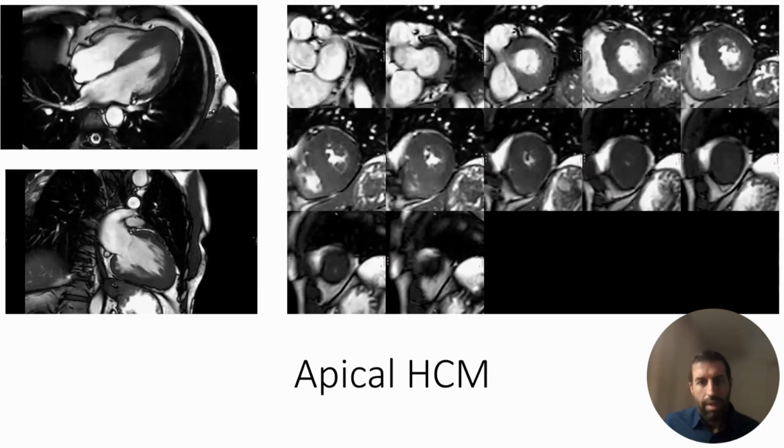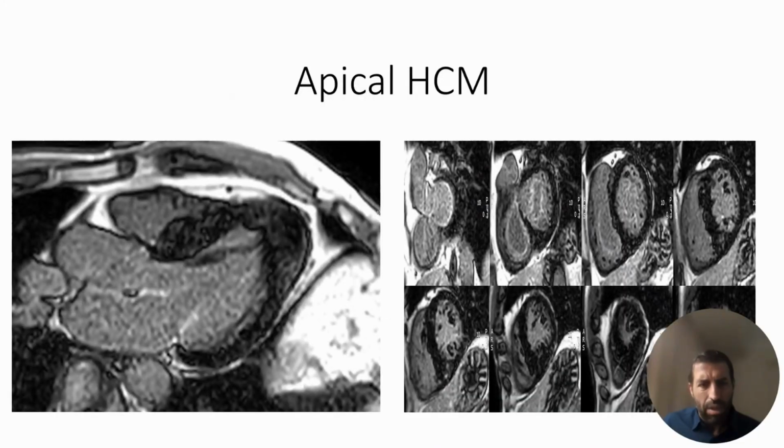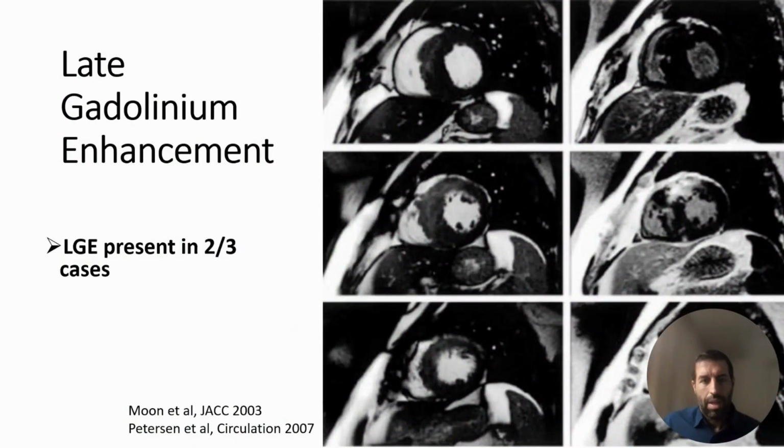In our apical hypertrophic cardiomyopathy, there's no LGE. Overall, in approximately 60 to 80% of the cases of hypertrophic cardiomyopathy, LGE is present.